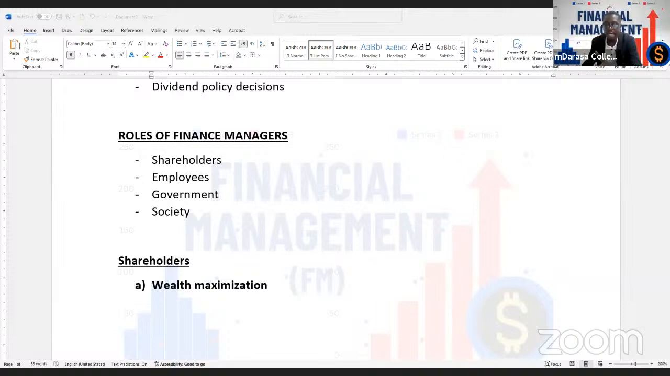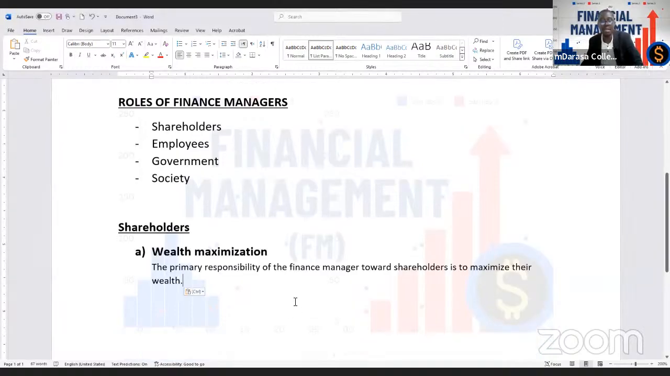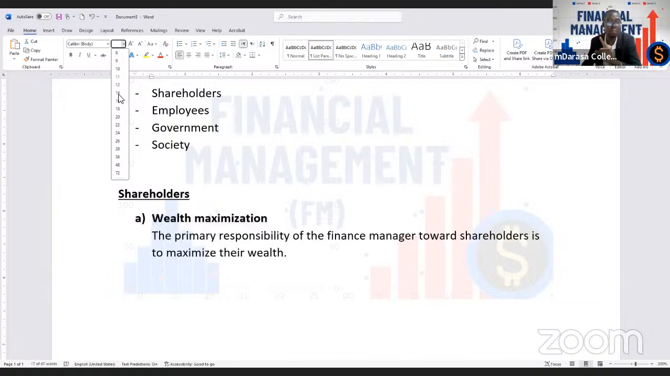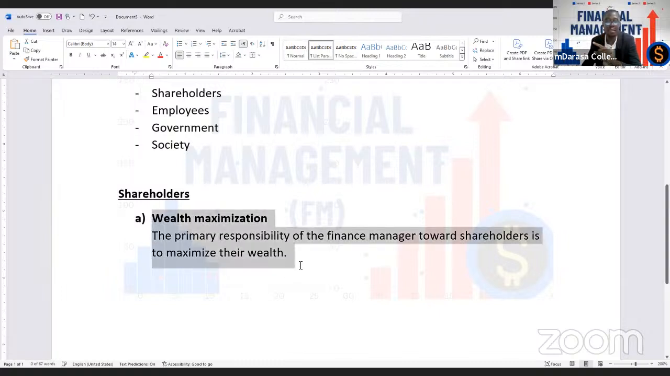So we are agreeing here and saying that the primary responsibility of the finance manager towards shareholders is to maximize their wealth. In this case, I can actually put it for you here. The primary responsibility of the finance managers, of course, towards the shareholders is wealth maximization. Very important to note. Wealth maximization.